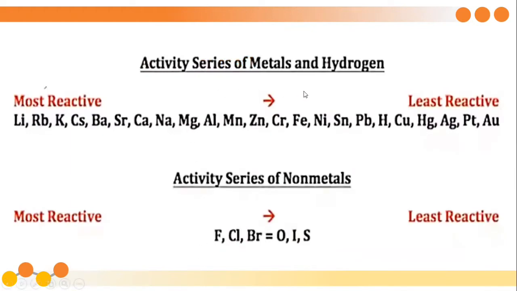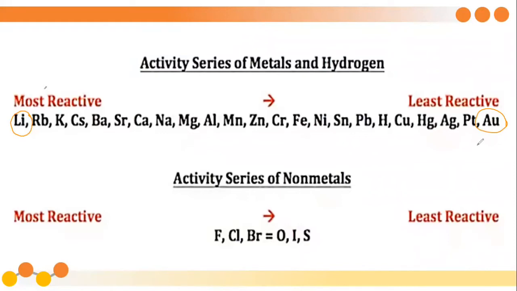Activity series of metals, hydrogen, and nonmetals are shown in the screen. As you can see, we have listed here different types of elements, and you can see these labels wherein we have the most reactive and the least reactive. The name says it for itself. Going to the right, elements have less and less reactivity. Let's say, for example, if we are to compare gold and lithium, lithium is the most reactive, while gold is the least reactive.